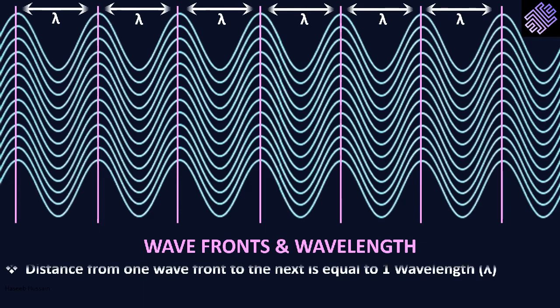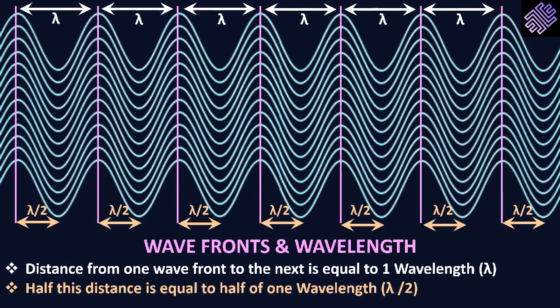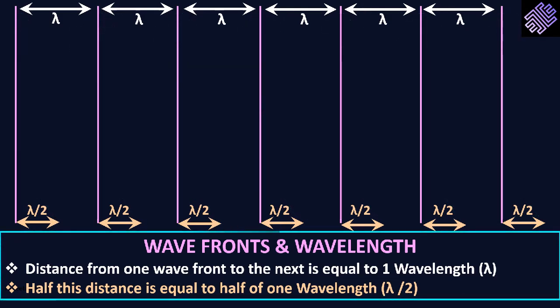The distance from one wavefront to the next is equal to one wavelength, that is, the horizontal distance of one peak to the next. The horizontal distance from one crest to the next trough is equal to half the wavelength. Therefore, half the distance from one wavefront to the next is equal to half the wavelength. So if we remove the waves, we get a clear picture. The distance from one straight line, also known as a wavefront, to the next is equal to one wavelength, and half this distance is equal to half the wavelength.